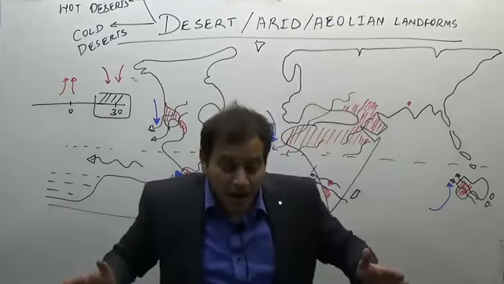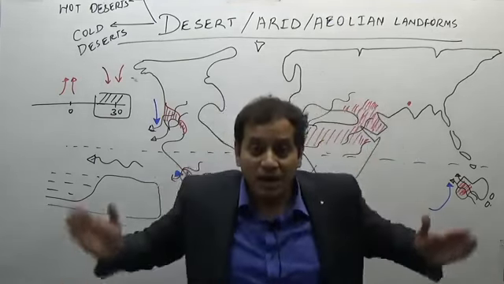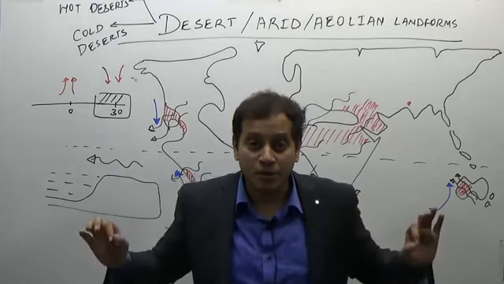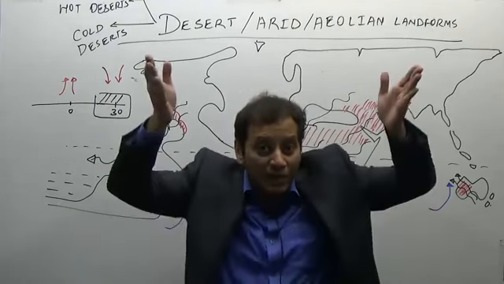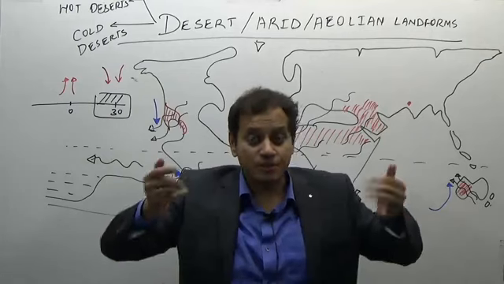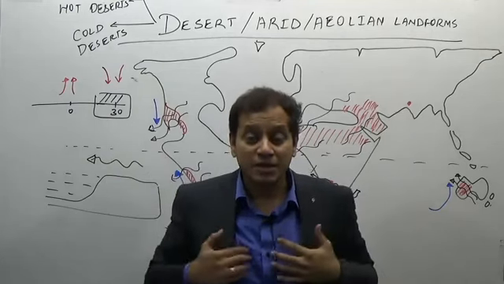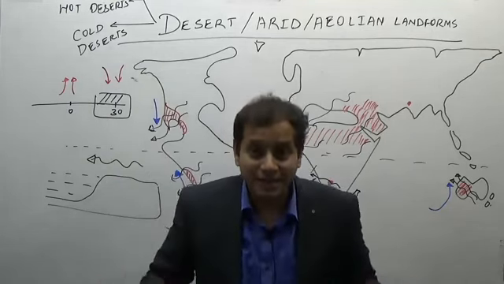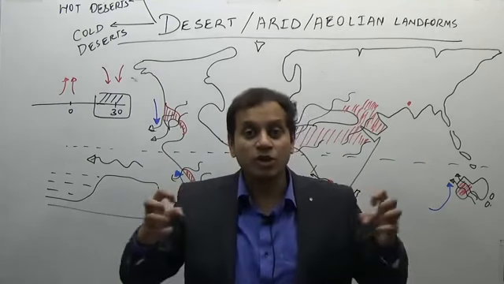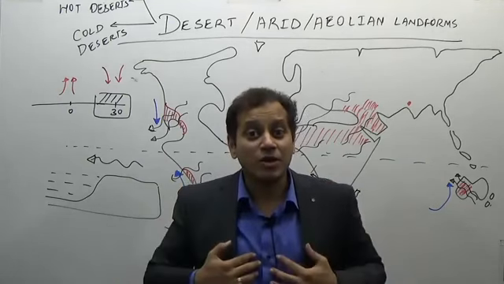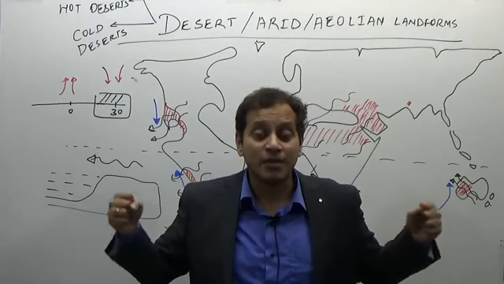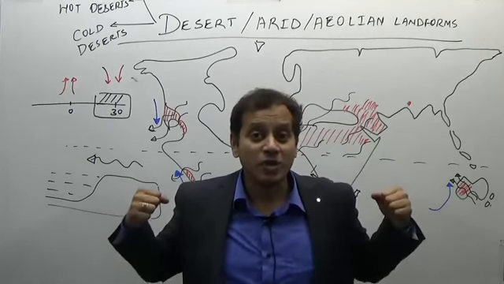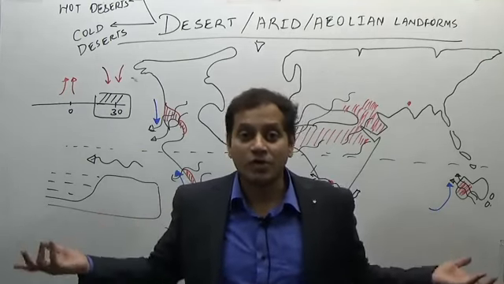So, the more the air rises up, the more rain there will be. On the other hand, when the air comes down, it gets heated up. The more it gets heated up, the more moisture holding capacity it has. And because of heating up, it can hold more water. With more water, it does not give rainfall.